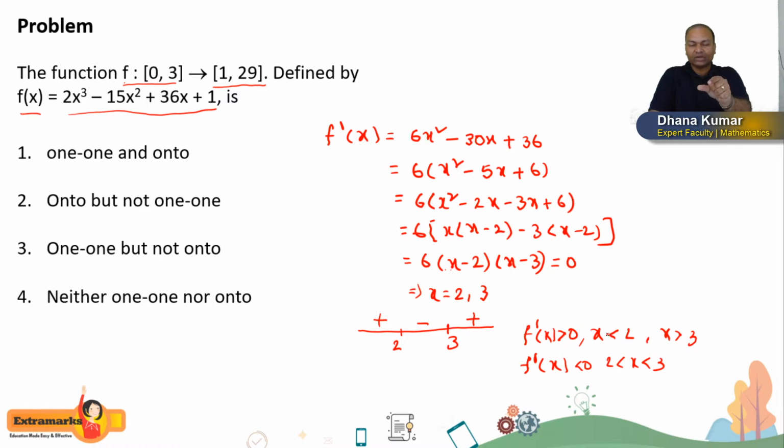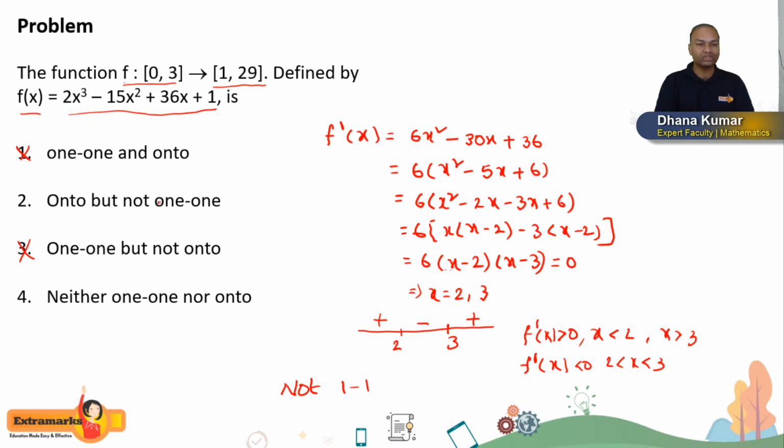Means in some intervals the function is increasing, in some intervals the function is decreasing. Means the function satisfies both increasing and decreasing here. According to our concept, the function should be either increasing or decreasing in that particular interval. Then only the function is one-one. But here both are satisfied. Therefore the function is not one-one. Now you observe, not one-one. So here one-one is there, so this option is wrong. Fine. Here one-one is there, so this option also is wrong.